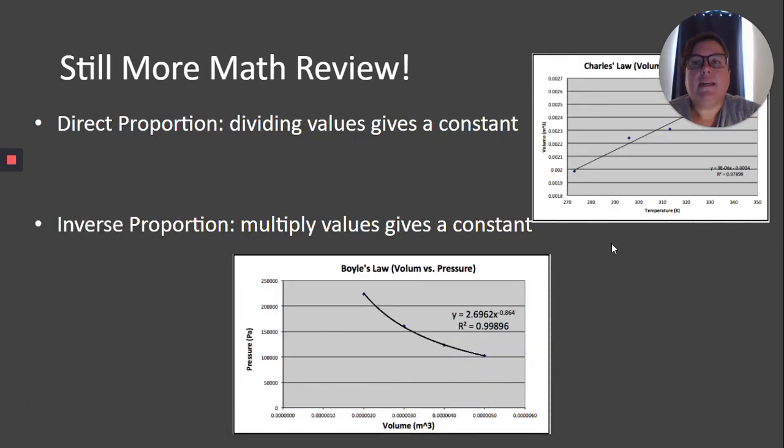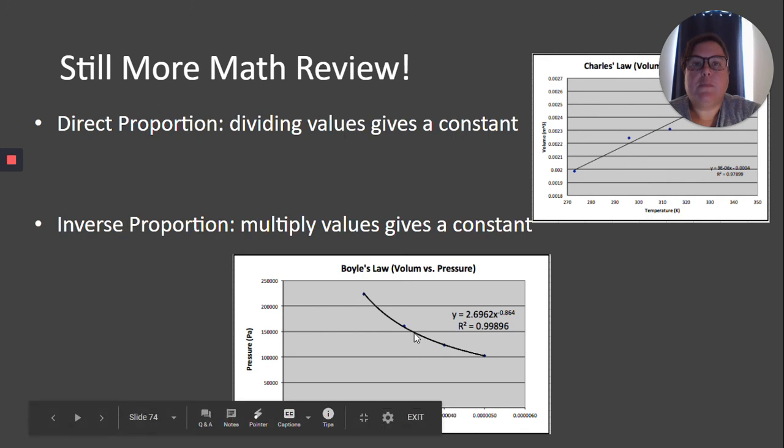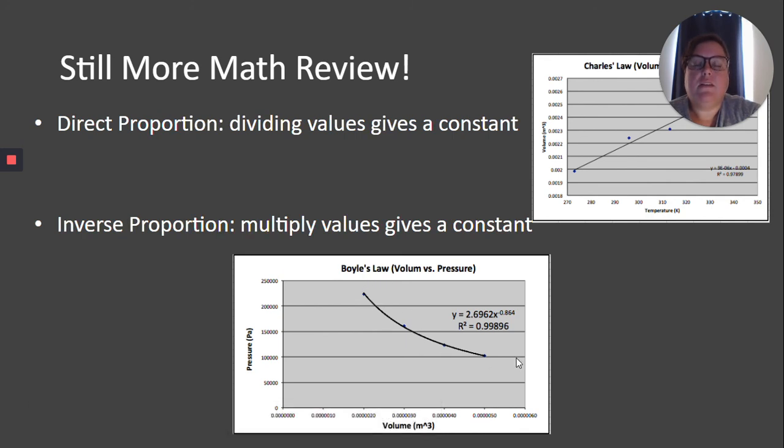And then one last thing for this math review is direct proportions and inverse proportions. A direct proportion, you should see the graph creating a straight line with a positive slope. That means as you increase one value, the other value is also increasing. An inverse proportion gives you this downward sloping curve. That means as you increase one variable, the other variable is decreasing. So direct, both do the same thing. Inverse, they do opposite things.